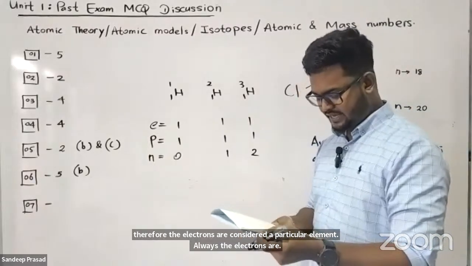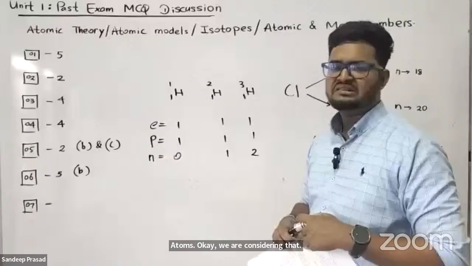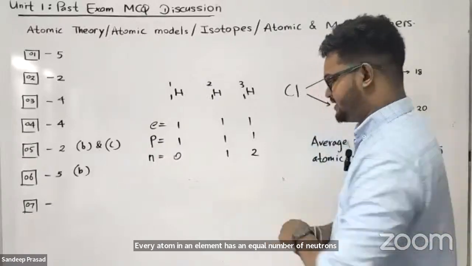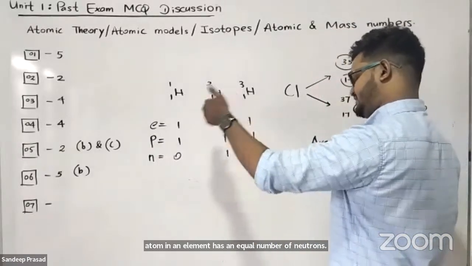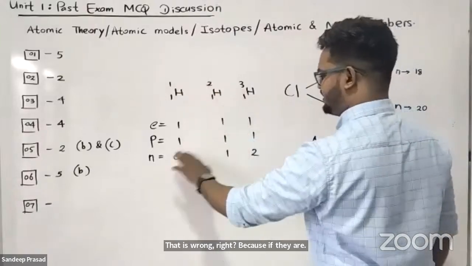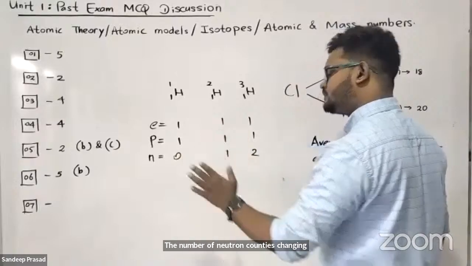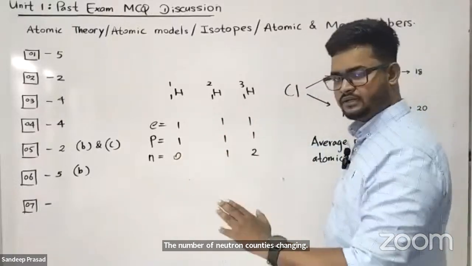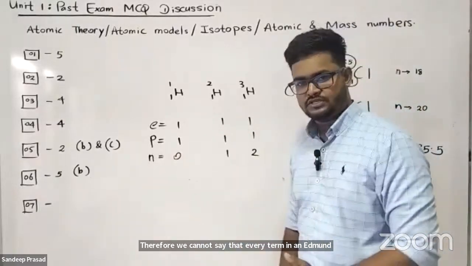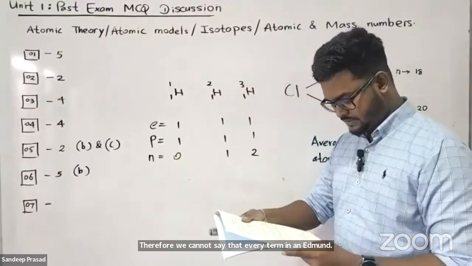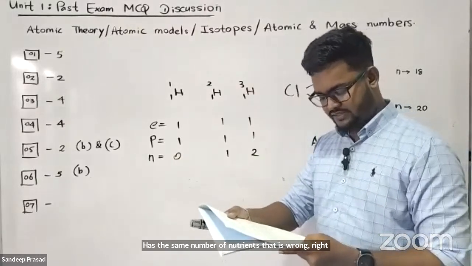Every atom in an element has an equal number of neutrons. That is wrong, students, right? Because if isotopes exist, the neutron count is changing. Therefore, we cannot say that every atom in an element has the same number of neutrons. That is wrong. So the answer can be the second one.